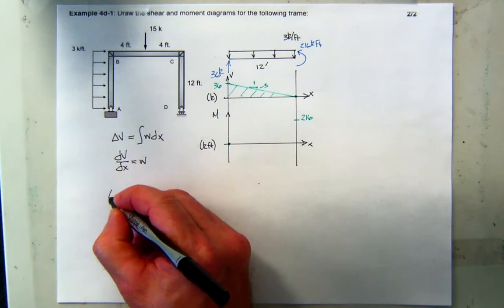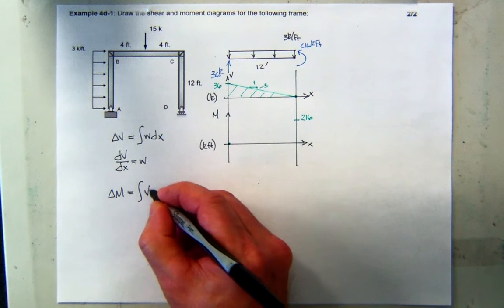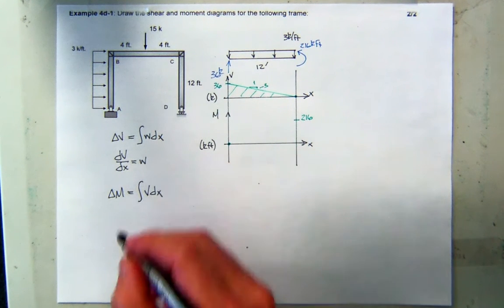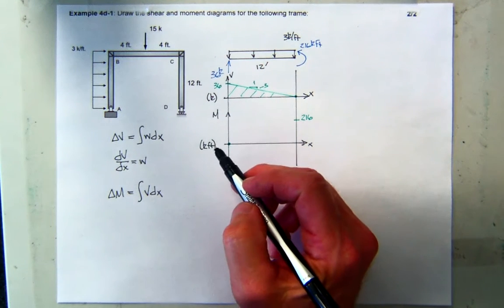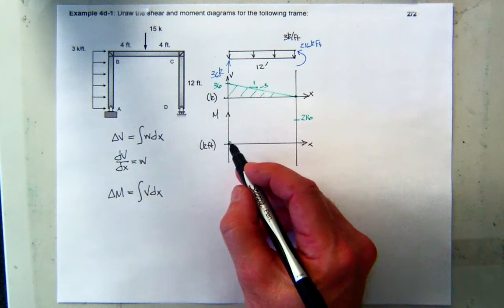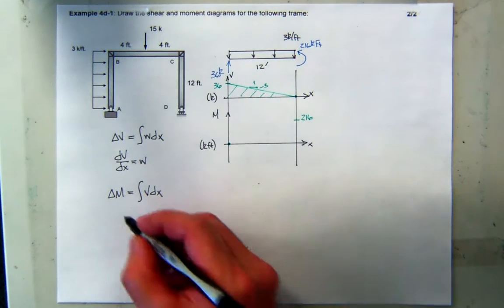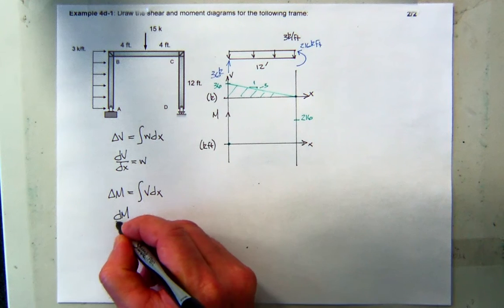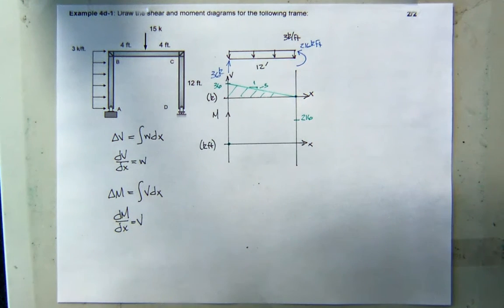Can we connect those dots? I hope so. We know that the change in moment is the area under what? Shear curve. What's the area under our shear curve? 1/2 base times height. That would be positive 216. So 0 plus 216 gives you 216. Excellent. And then the slope of the moment diagram is equal to the value of the shear.